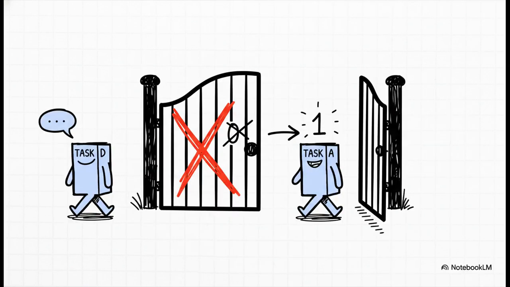Okay, now let's say task A is done with its work. Before it leaves, it performs a give or post operation. All that does is increment the semaphore's count back up to 1. And that's the signal. The system sees the count is no longer 0, so it wakes up our waiting task D, which can now finally take that newly freed spot and get to work.